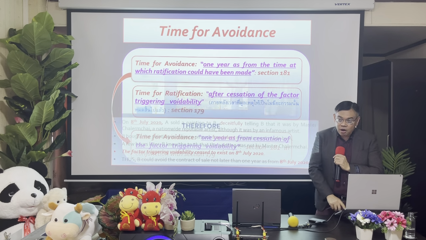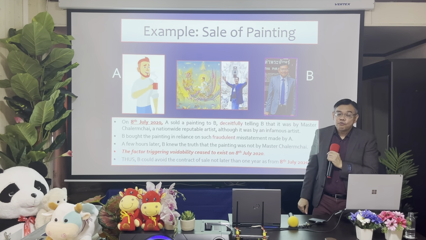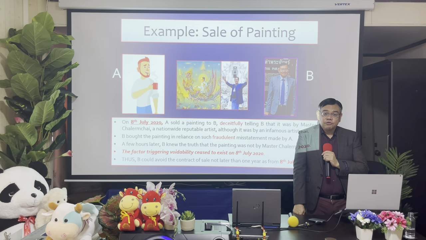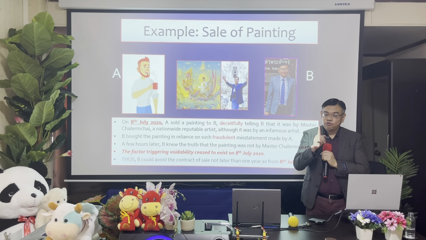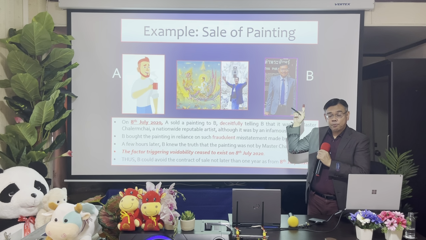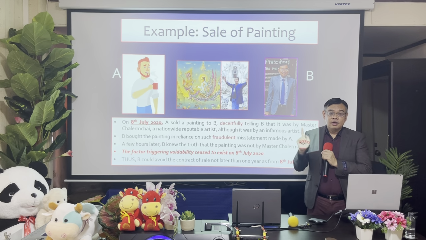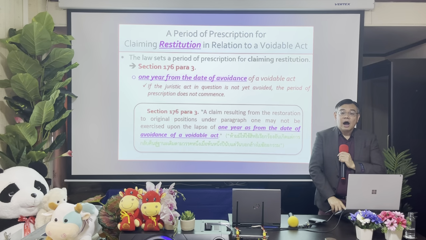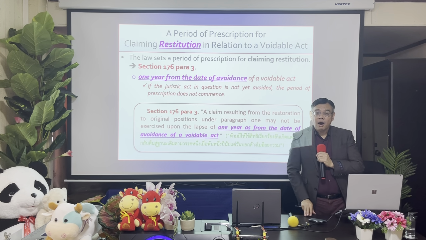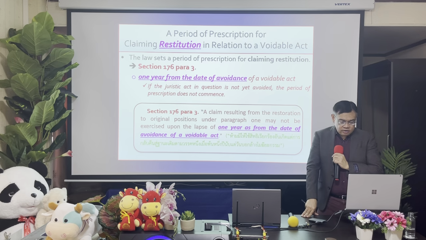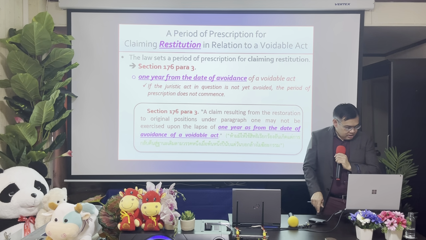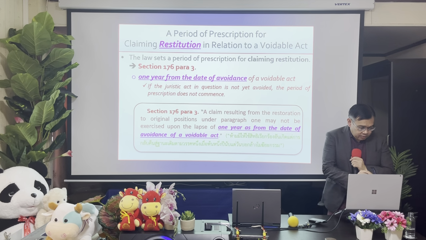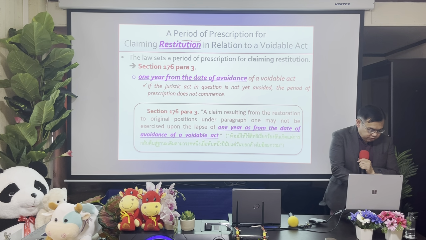Okay, so if you are the person allowed by law to avoid the juristic act in question, you will have to be mindful of the period of prescription for avoiding the juristic act. Please do not do so after the period of prescription expires, otherwise you will run into big trouble. So now we are moving on to the period of prescription for claiming restitution.